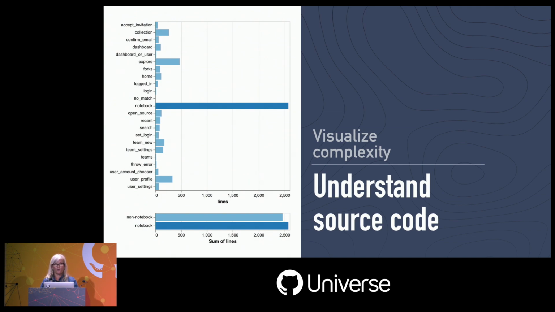So this chart shows the number of lines of code of a set of React components in Observable, my company's code base.